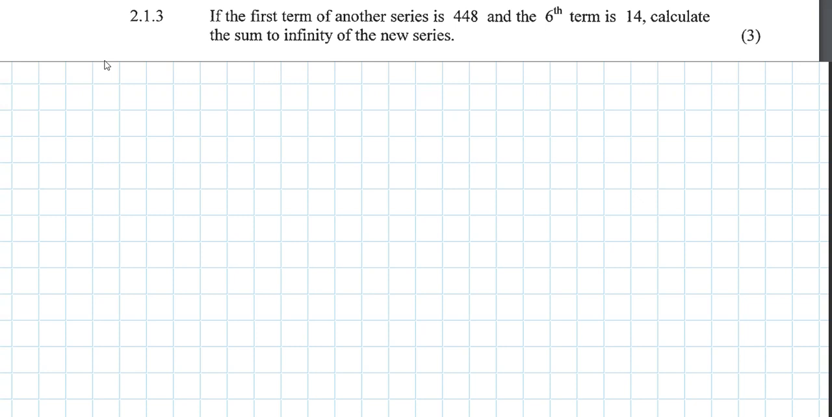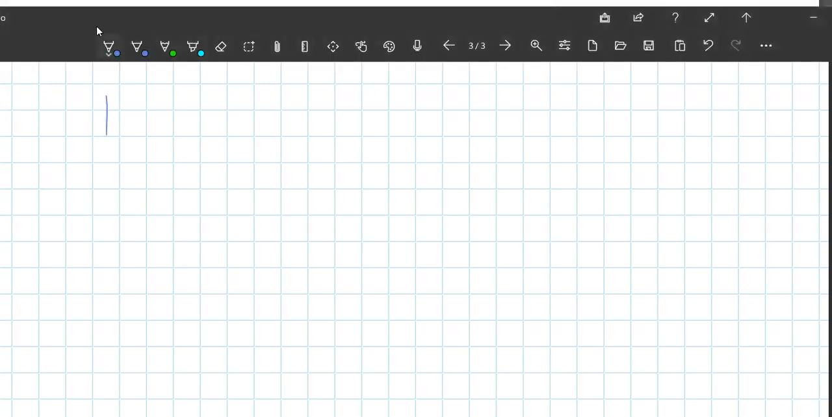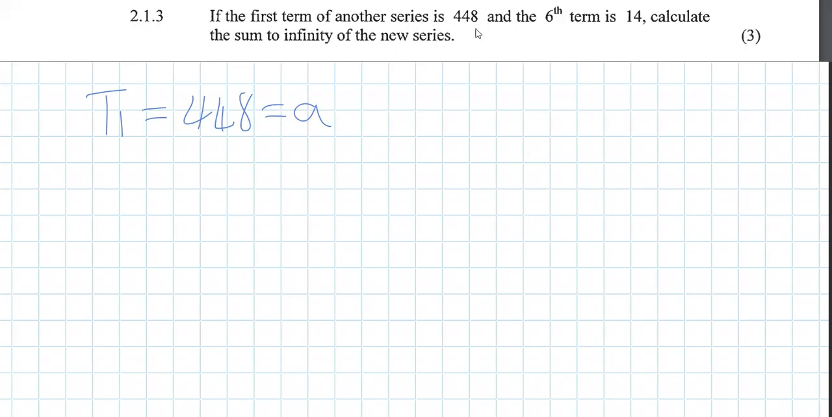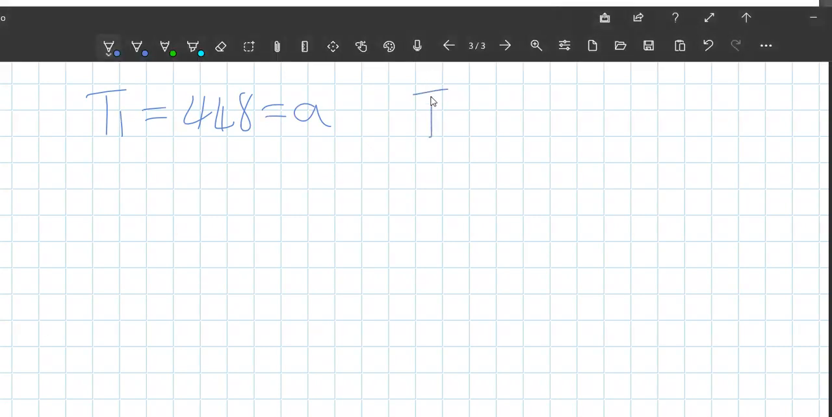2.1.3, the first term of another series is 448 and the 6th term is 14. Calculate the sum to infinity. Let's start getting this down. So T1 is 448, which is the first term, so equals A. And the 6th term, T6, is equal to 14.